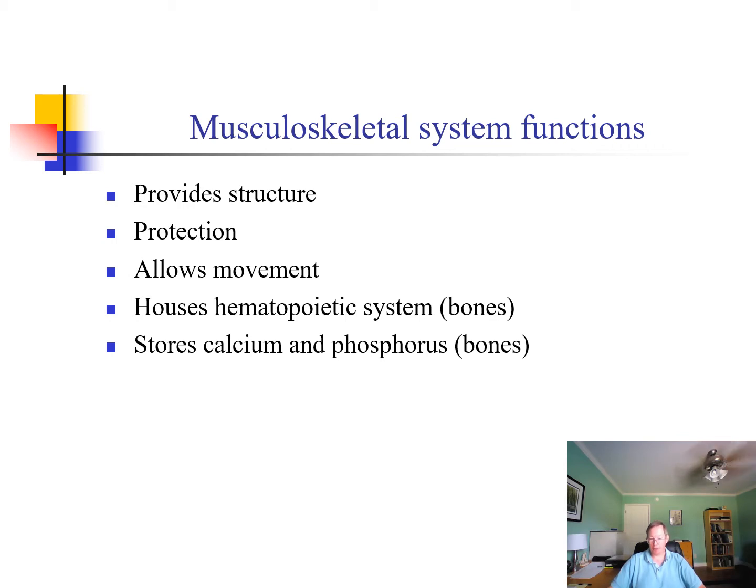Now, in addition to providing structure, protection, and movement capabilities, I also store within the bones the cells that are involved in the hematopoietic system. So I'll make my red blood cells or erythrocytes, I'll make my platelets, and I'll also make my white blood cells. And I also, in the structure of the bone itself, store calcium and phosphorus, which are essential for many metabolic processes.